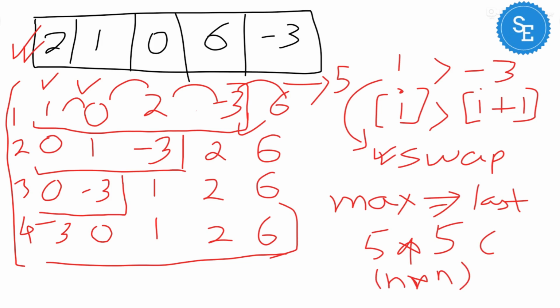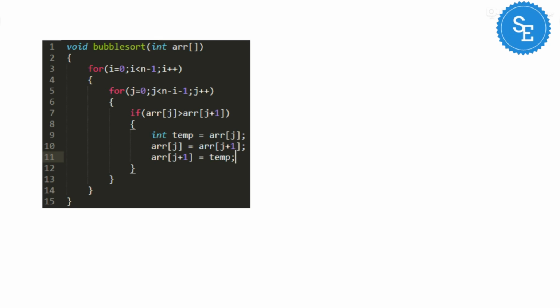So the time complexity of bubble sort is n square. So in n square time we are able to sort this array. So let's check the code and see how we can do it. Okay, so here we have been given an array that we need to sort.